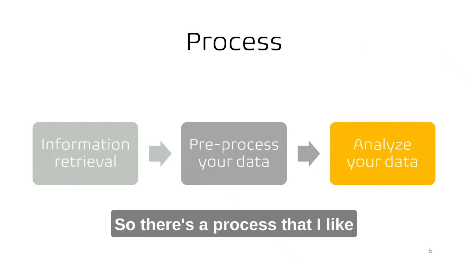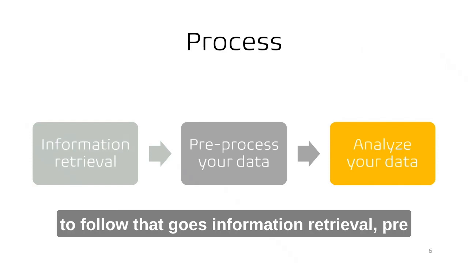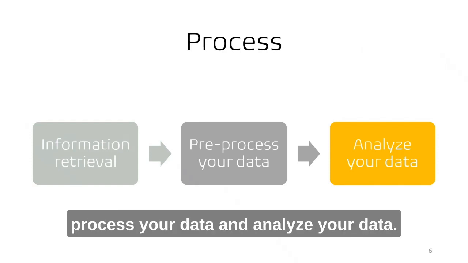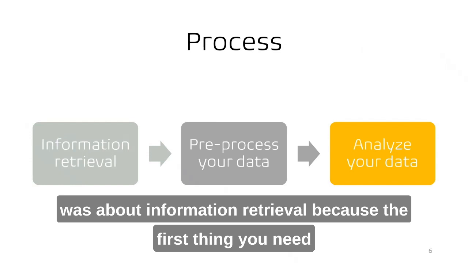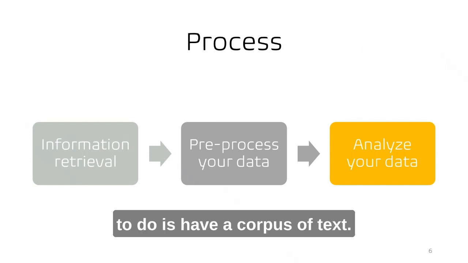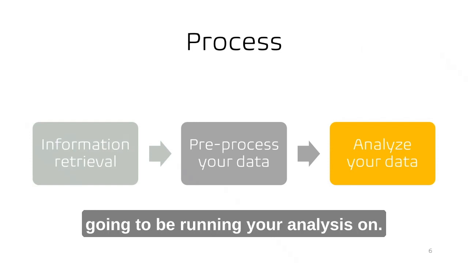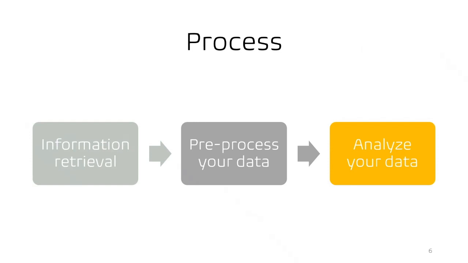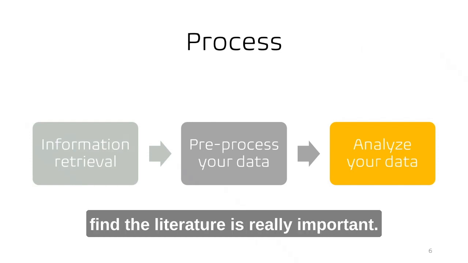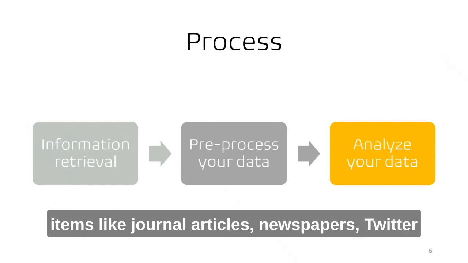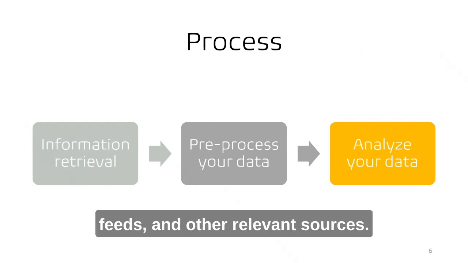There's a process that I like to follow that goes: information retrieval, pre-process your data, and analyze your data. It was really helpful to see Alex's presentation, which was about information retrieval, because the first thing you need to do is have a corpus of text. So you need to know what you're going to be running your analysis on, and knowing how to use keywords and find the literature is really important. This can include looking for items like journal articles, newspapers, Twitter feeds, and other relevant sources.